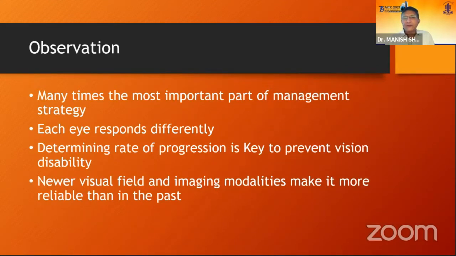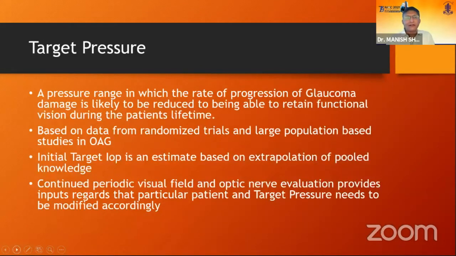And if you are trying to control the progression, determining the rate of progression is the key to finally preventing vision disability. And all these newer modalities, newer visual field software make it more reliable than we had in the past. So we are depending on calculating progression rates and modifying our treatment accordingly.